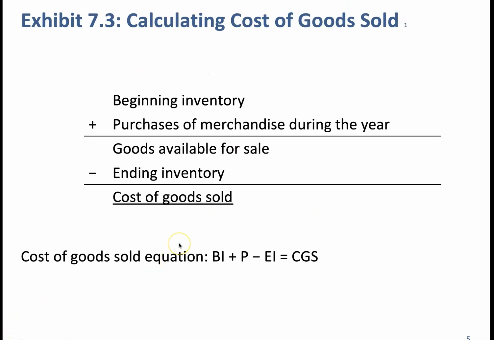So the relationship we just talked about can be formalized in the equation that beginning plus purchases equals available for sale, subtracting ending inventory equals cost of goods sold, or the other way around, available for sale subtracting cost of goods sold equals inventory.